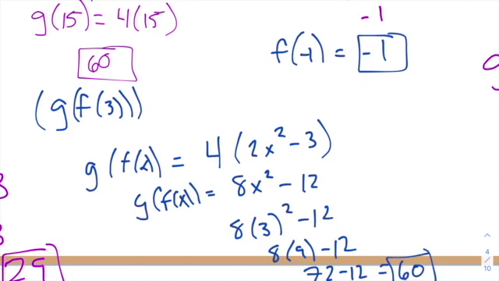I could have plugged in f of x into g of x, figured out what that composition function is, and then plugged in the number. I tend to do this way more often. That's just how my mind works. I find my actual composition function, and then I plug in my number.